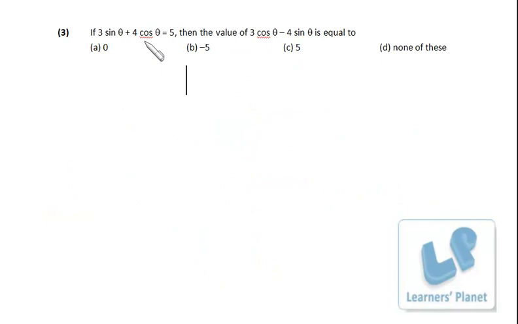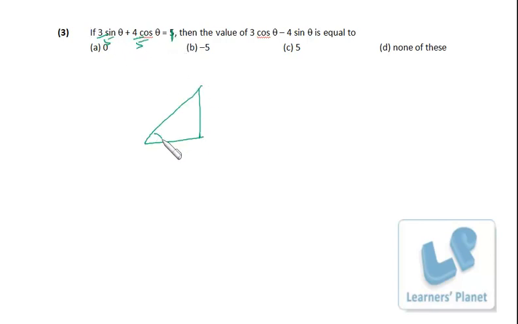If 3 sin theta plus 4 cos theta is equal to 5, then 3 cos theta minus 4 sin theta is equal to what? So there are two ways of solving this problem. I explain both the ways. First of all, I just divide this entire expression by 5. So I just get 1 over here.